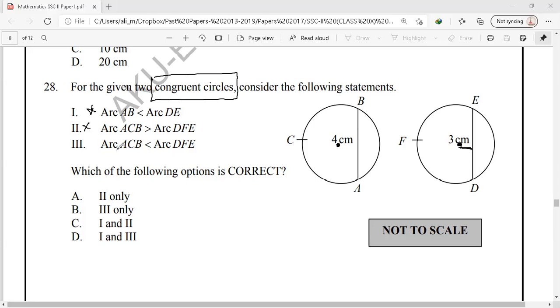In condition number three, arc ACB, that is the greater arc or the major arc, and the arc DEF is also the major arc in the second circle. And this condition says that the major arc is smaller than the major arc of the corresponding congruent circle. So the arc ACB, in which the chord is 4, and the arc DEF, in which chord is 3. So greater the chord, it will be away from the circle.